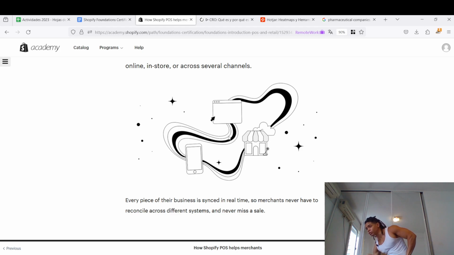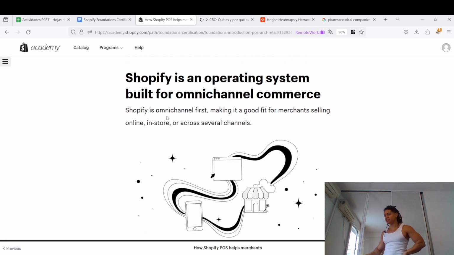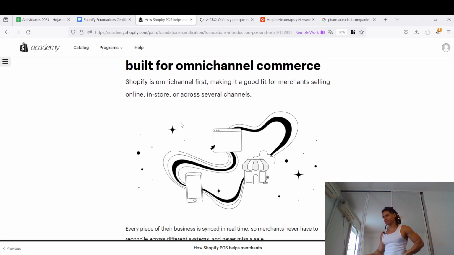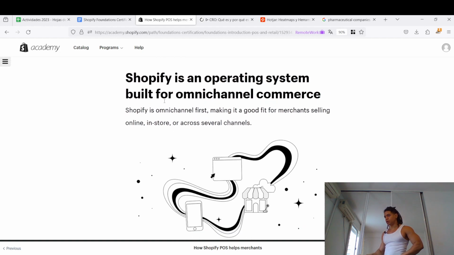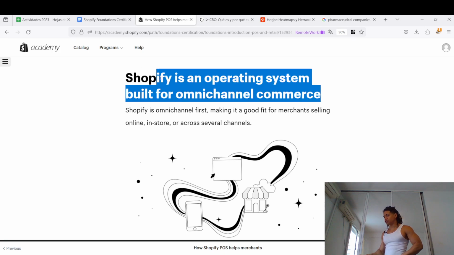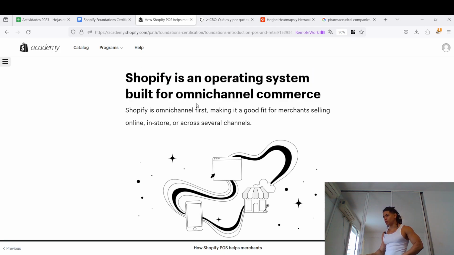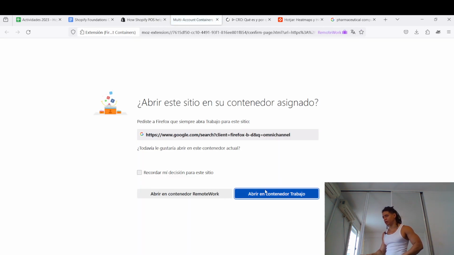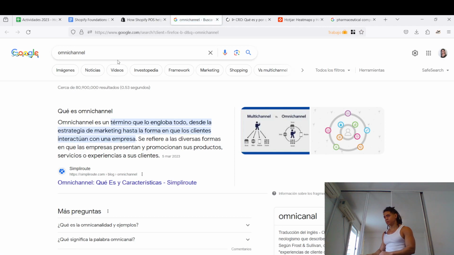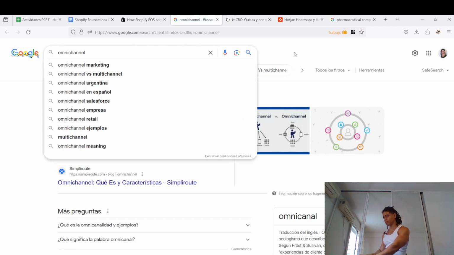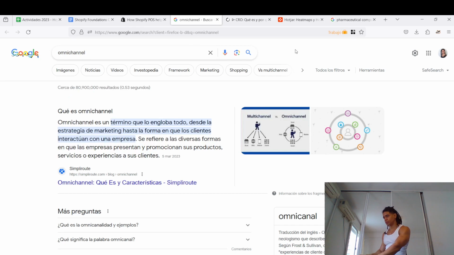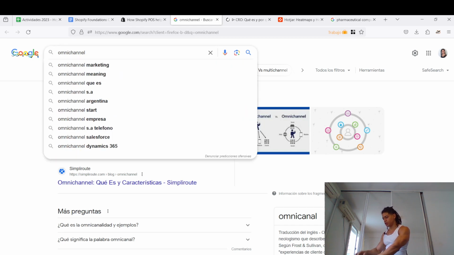According to them, Shopify POS is omni-channel first. Again, they don't mention POS, they mention Shopify. So Shopify is an OS built for omni-channel commerce. And when you talk about omni-channel, it's like a channel for everyone. So what is the meaning of this?